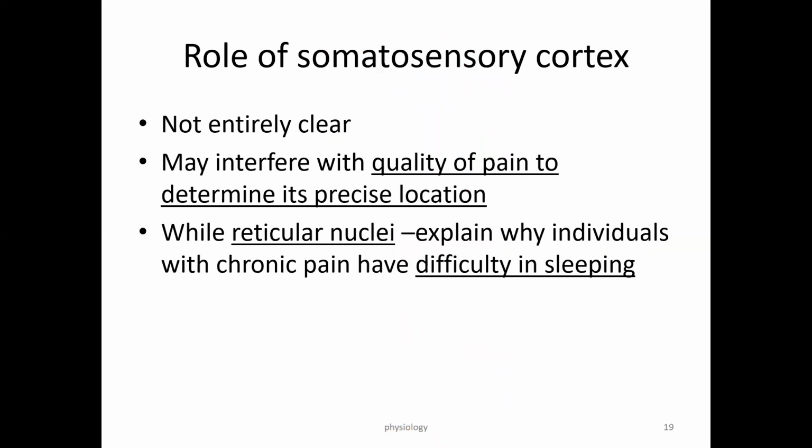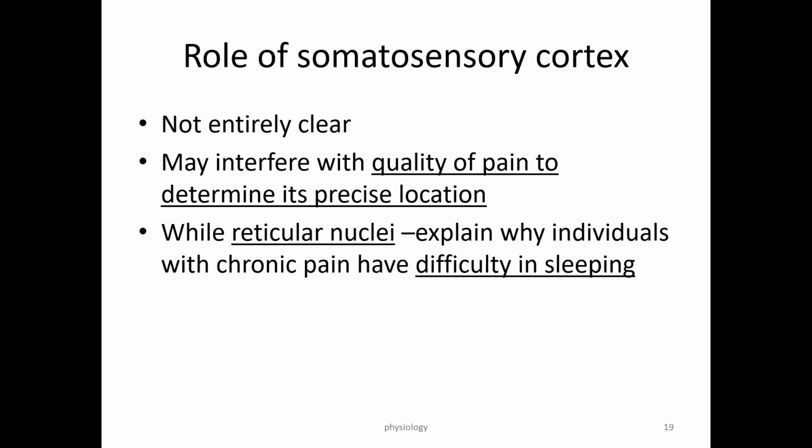So what is the role of the somatosensory cortex in the case of the pain pathway, in pain and temperature sensation? As you can see, in the dorsal column pathway we have seen that different processing takes place in the supplementary somatosensory area, and recognition of that particular sensation takes place in the primary somatosensory cortex. But what is the role of the somatosensory cortex in pain and temperature sensation? The role is not entirely clear, but they have found that the somatosensory cortex mainly deals with recognizing the quality of pain, or determining its precise location.